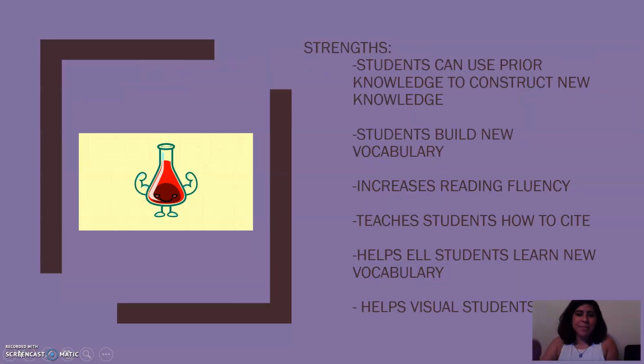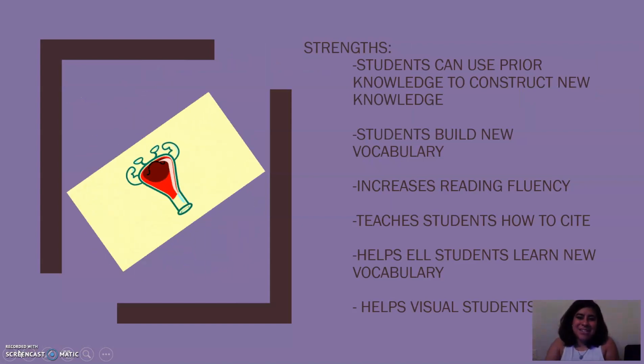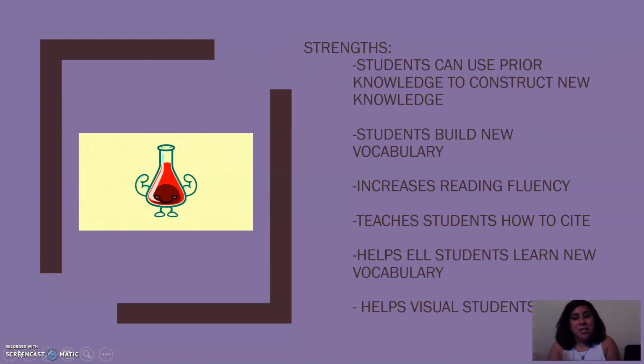So the strengths that I have for this are: students can use prior knowledge to construct new knowledge, students can build new vocabulary, it increases reading fluency, it teaches students how to cite, and that's very, very, very important. It also helps ELL students learn new vocabulary, and it helps visual students learn. That's definitely something that was very important in this chart because it helps reach a lot of ELL students, because they learn through charts and visualization, anything that connects what they already know.